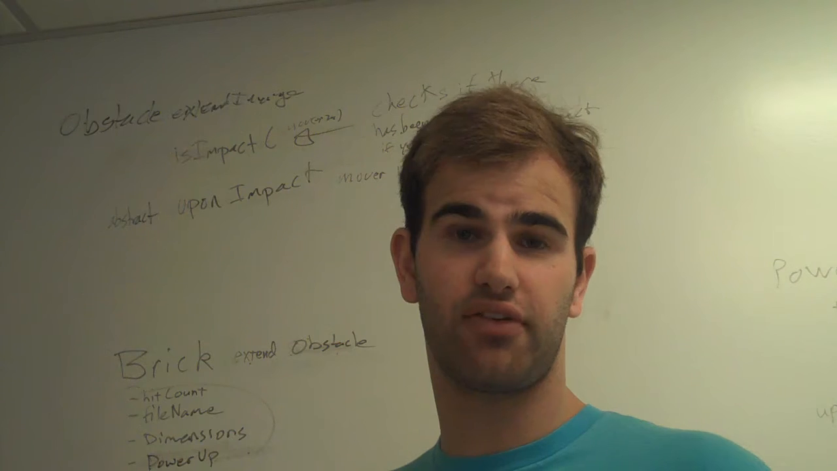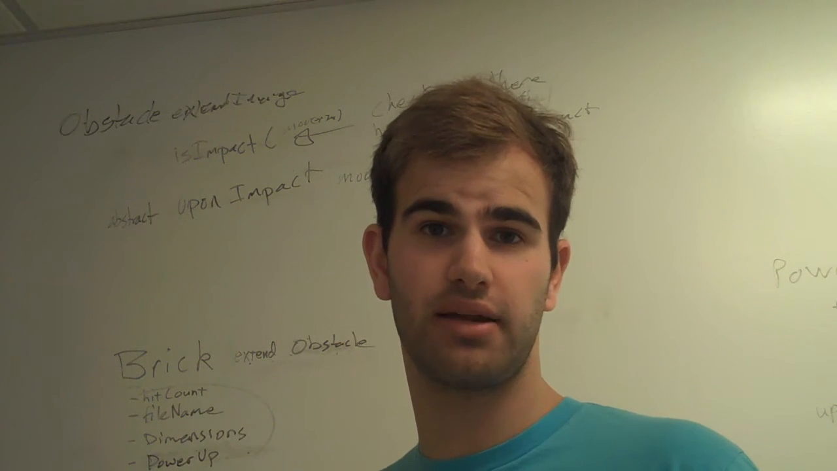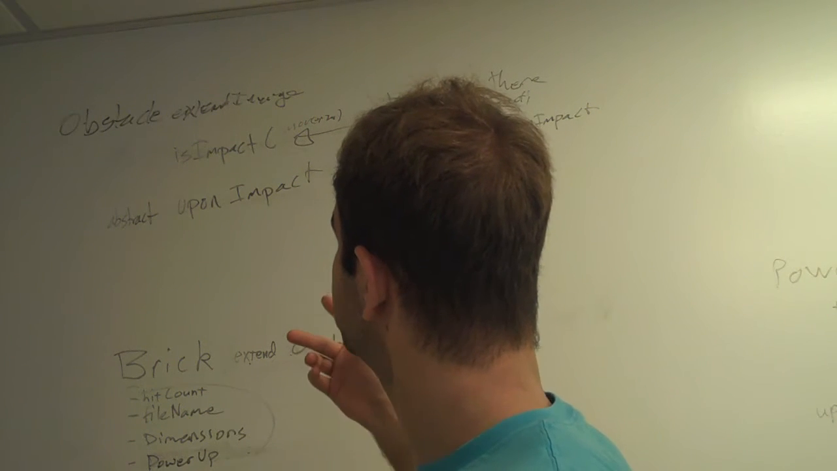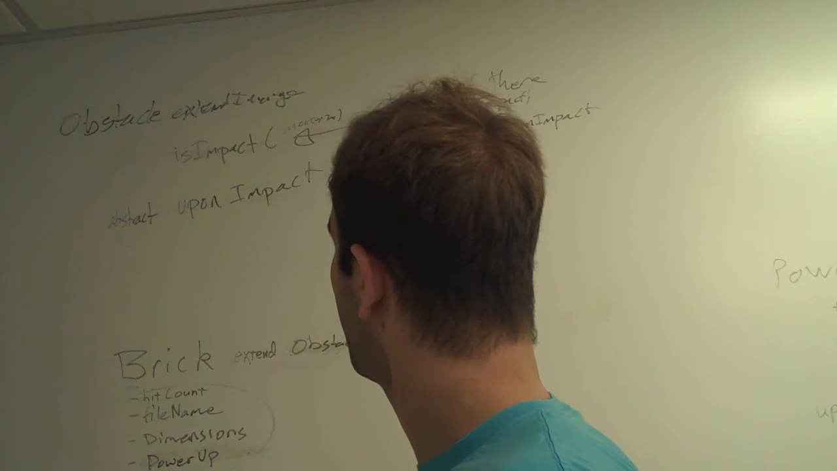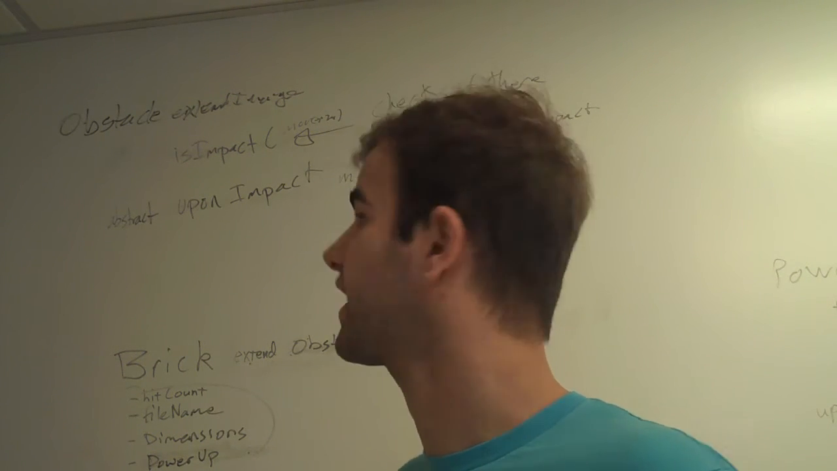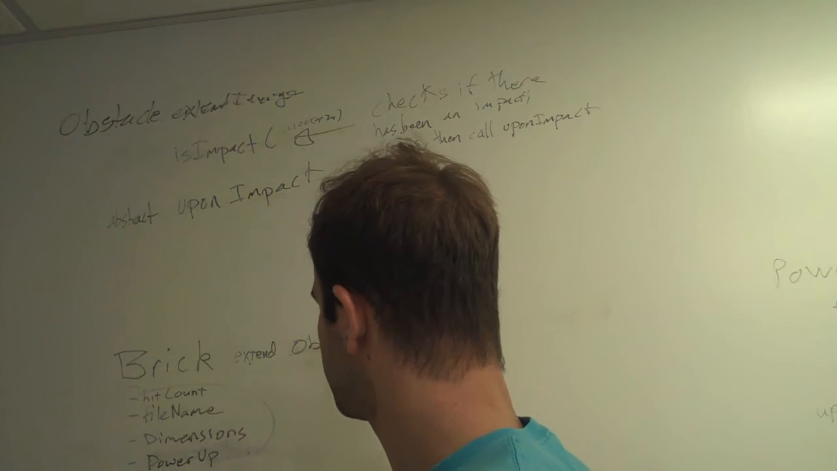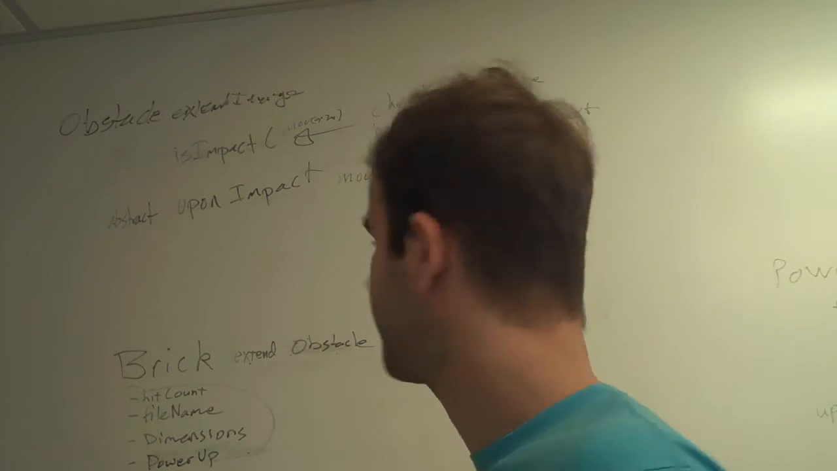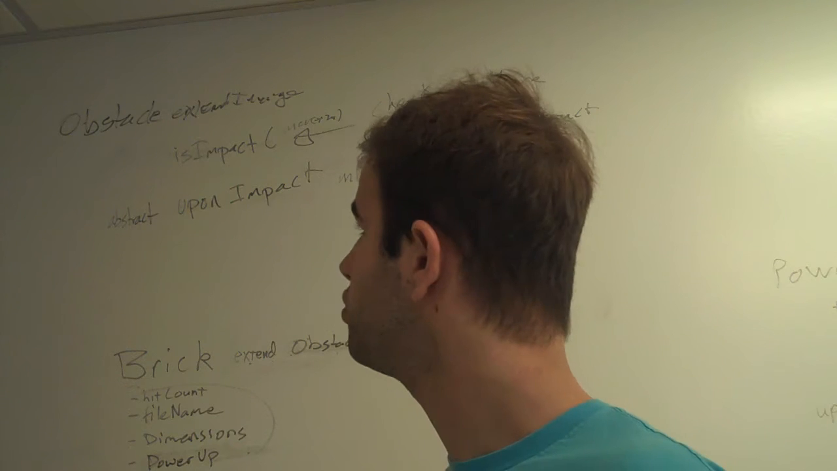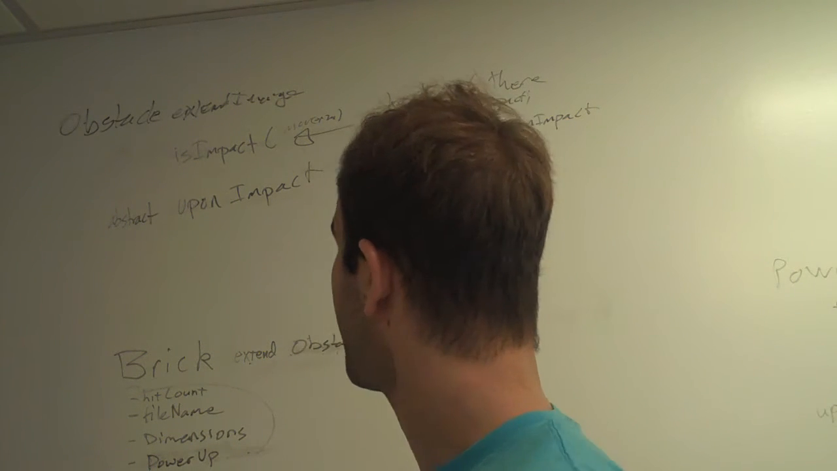isImpact. For every mover, in the update method for the mover, we're going to call the obstacle's isImpact method. Essentially, that's going to determine whether or not there has been an impact. Impacts can be with a brick, which extends obstacle, or with power-ups, which also obviously extend obstacle. So the mover will be able to determine whether or not there has in fact been an impact.